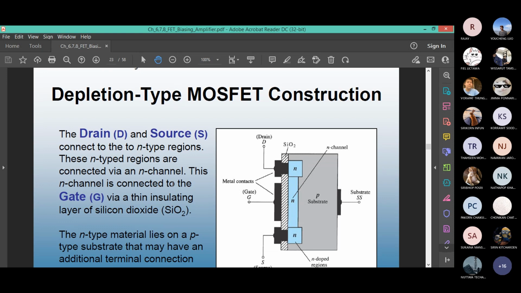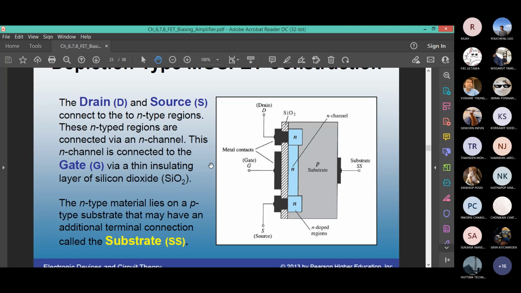The main body of this MOSFET in this example is a P type. And then you have N-type regions, two N-type regions joined with a channel made of N-type material. There can be another terminal. There may or may not be. So you have gate, source, drain, and then you have an additional one called the substrate. We call this SS.